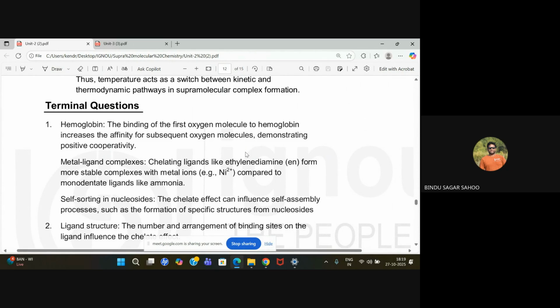So monodentate ligands never form a more stable complex. But other types of ligands, particularly bidentate, tridentate, or tetradentate ligands, or in a formal way, polydentate ligands, have chances to form a cyclic complex with a metal.